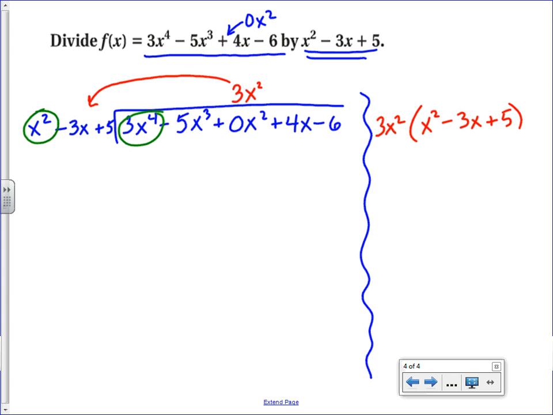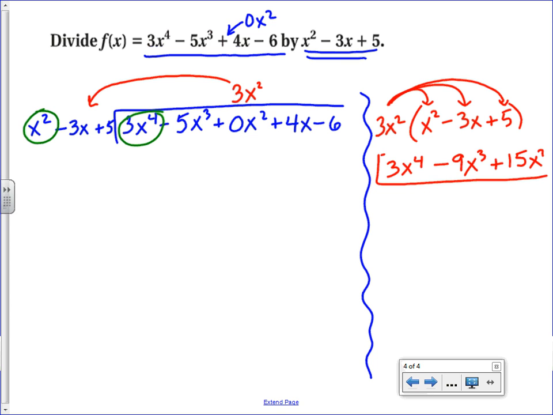We distribute. 3x squared times x squared is 3x to the 4th. 3x squared times minus 3x is minus 9x to the 3rd. And 3x squared times 5 is plus 15x squared. This whole expression comes over here. And remember to put it in parentheses and subtract it. Each one of those signs is going to change.